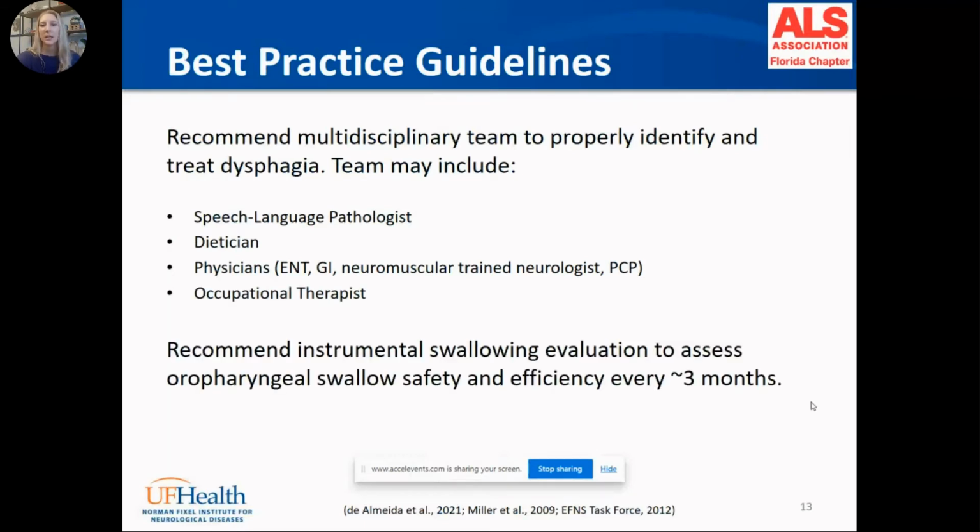And we recommend doing an instrumental evaluation about every 3 months to assess oropharyngeal swallow function. We know that with the disease, changes can happen very quickly, so we want to be adapting our recommendations fairly quickly as it changes.